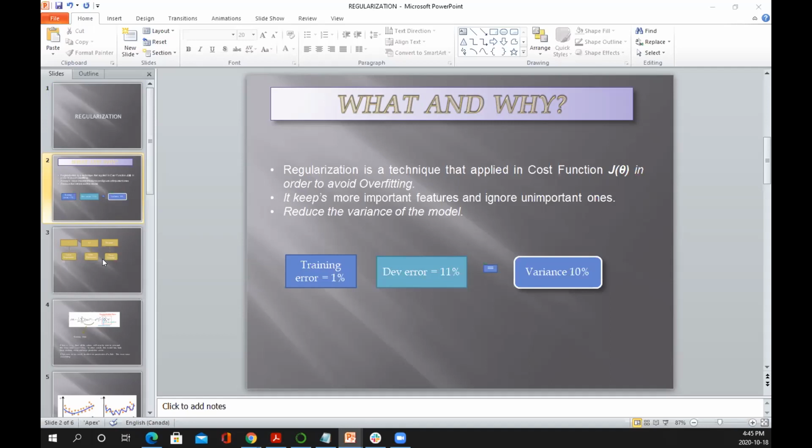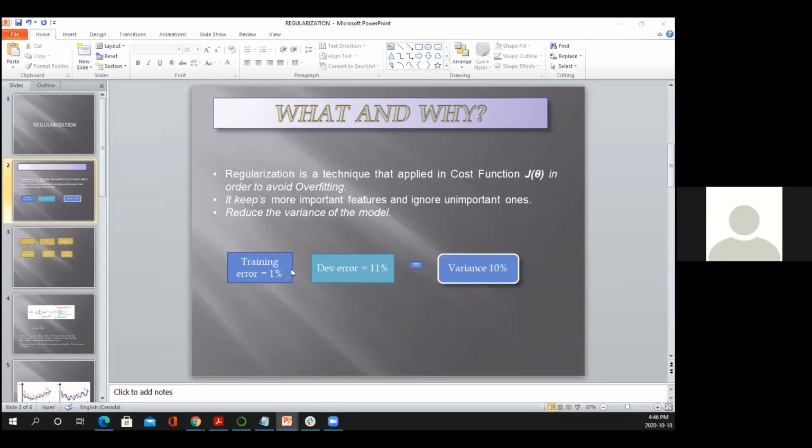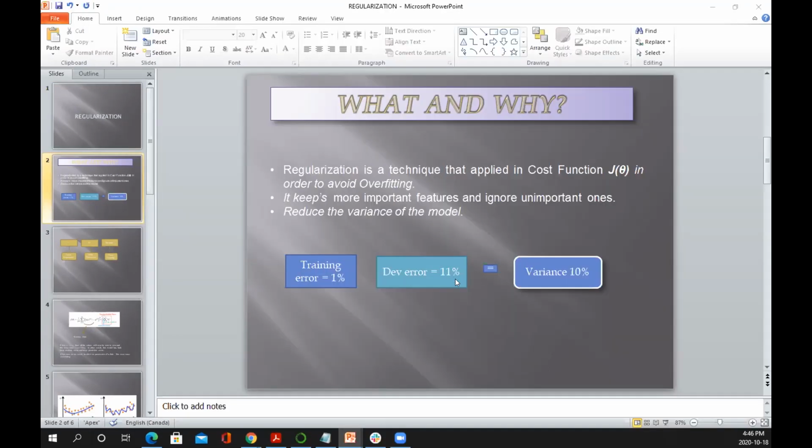Regularization keeps the more important features and ignores unimportant ones, and it also reduces the variance of the model. From Andrew Ng's book, I found that we can split the data set into training error and development error. When the difference between training error and development error is around 10%, it creates variance, and the model will overfit. Regularization can be applied to reduce the overfitting.